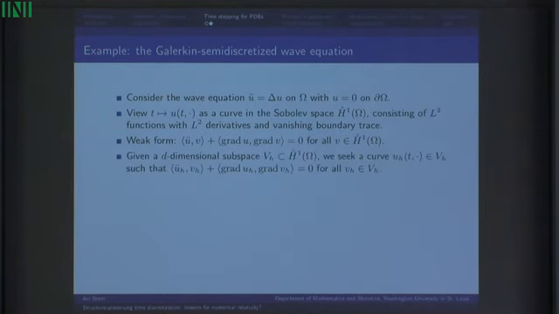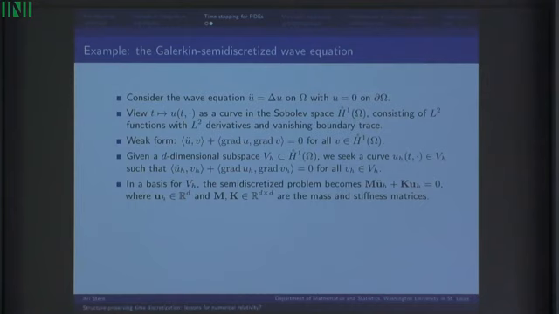All right, so now suppose I take a d-dimensional subspace, which I'm going to write as V_h. This could be, for example, a finite element subspace, or it could come from a spectral method or something like that. Now I'm going to be looking for a curve in my finite dimensional function space V_h such that this weak problem is satisfied, but only for test functions that are also in that space V_h. So I'm looking for solutions in a finite dimensional space with test functions in that same space.